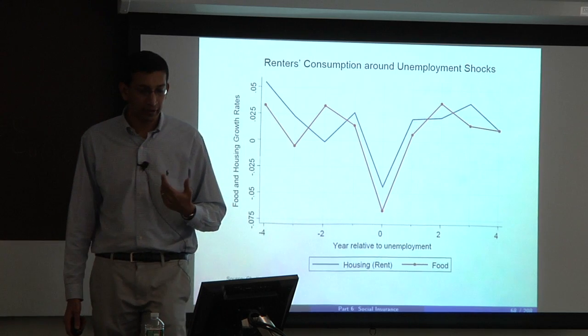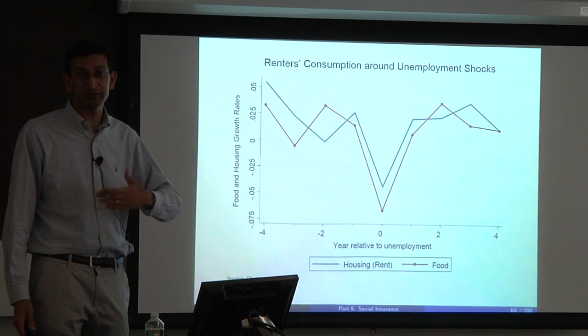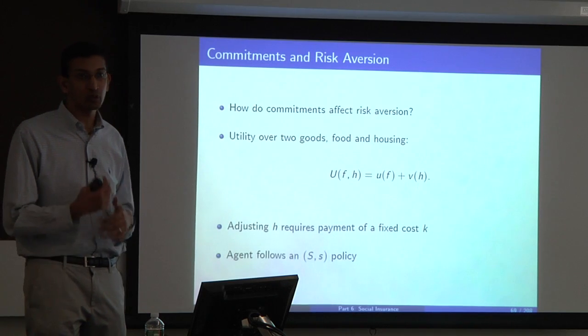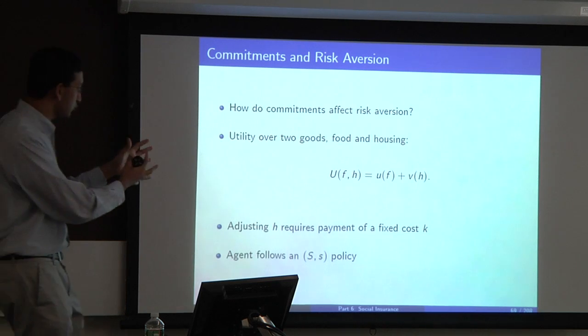So this is just what we're able to look at in the data, but you might think more generically, there's lots of stuff that people are not able to adjust very easily. And so what does that do to risk aversion, and what does that do to the optimal unemployment benefit level? So this is what the paper is really about.